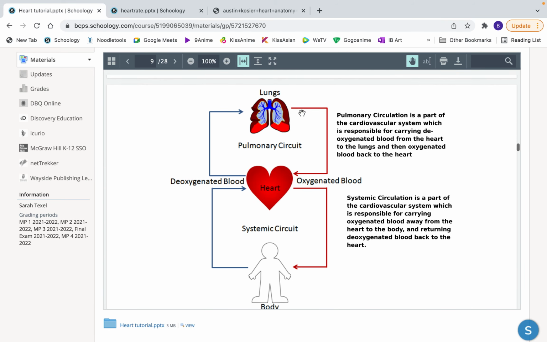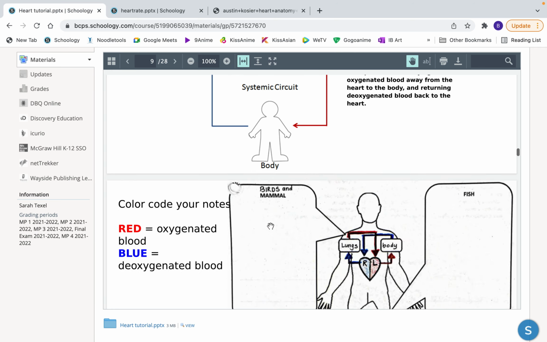Let's talk about, I have here just pulled up, pulmonary circulation: deoxygenated blood away from the heart to the lungs, and then oxygenated blood back to the heart. And then the systemic is the cardiovascular, oxygenated blood away and the deoxygenated blood back, right? Makes sense. So heart to lungs and back, heart to body and back. Wonderful. Now that we've established that, let's move ourselves along.